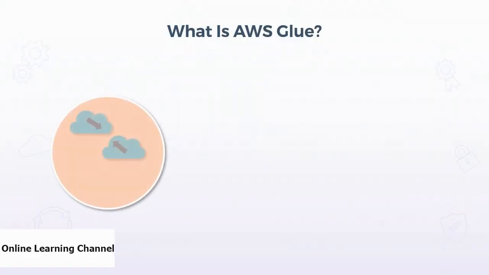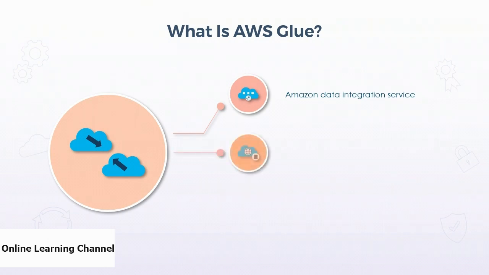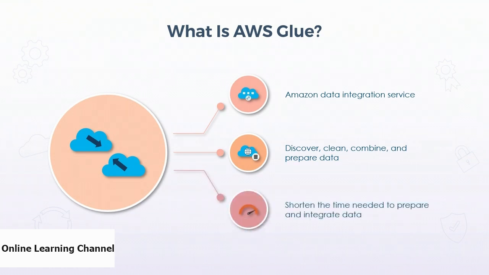In this video, we will learn about the basics of AWS Glue and its benefits. AWS Glue is a data integration service offered by Amazon Cloud. It makes it very easy to discover, clean, combine data from various sources, and prepare it for machine learning and other advanced analytics. AWS Glue really helps to shorten the time needed to prepare and integrate data for analysis from weeks to a matter of minutes.